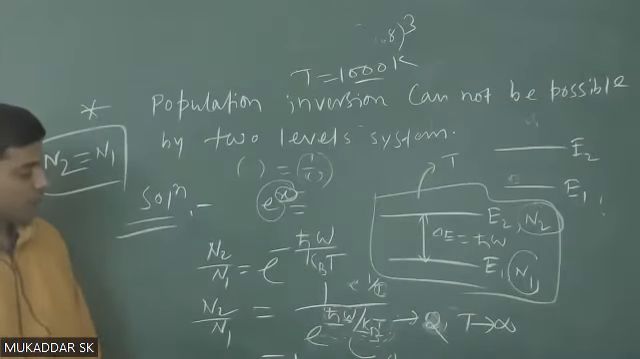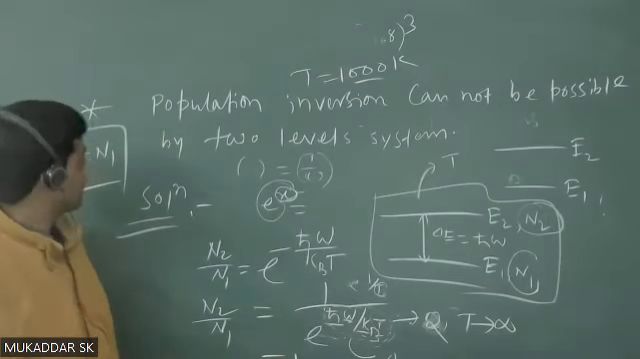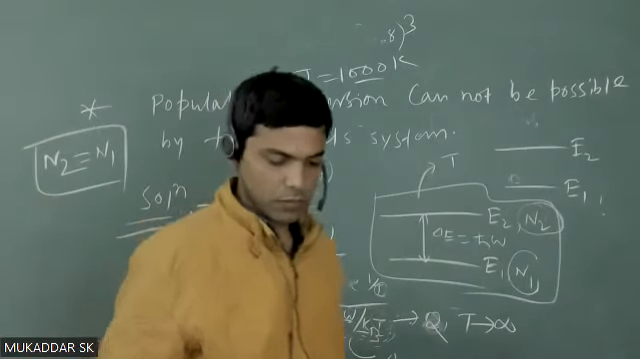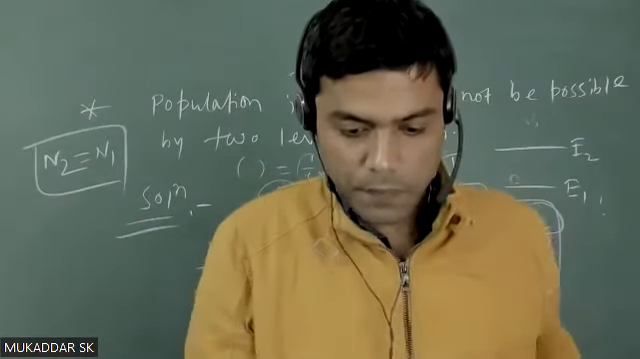So the maximum value of n2 possible is n1. When? Only when the temperature of your system is infinity. Okay.